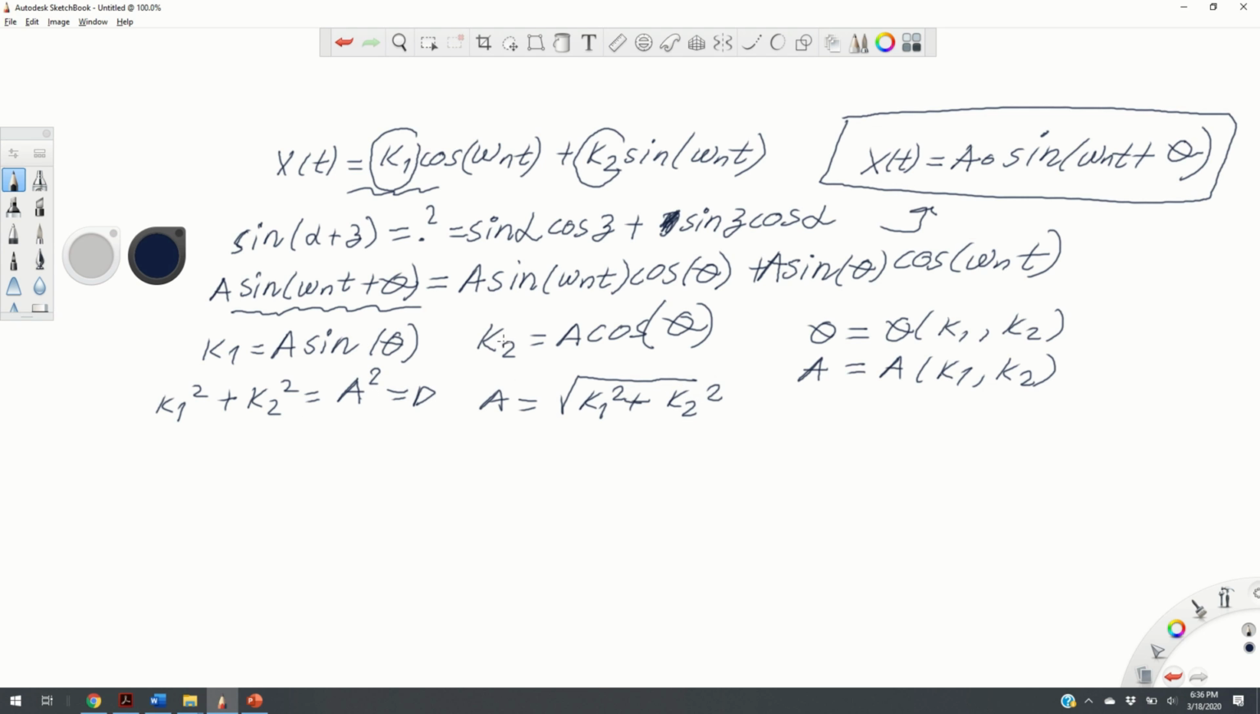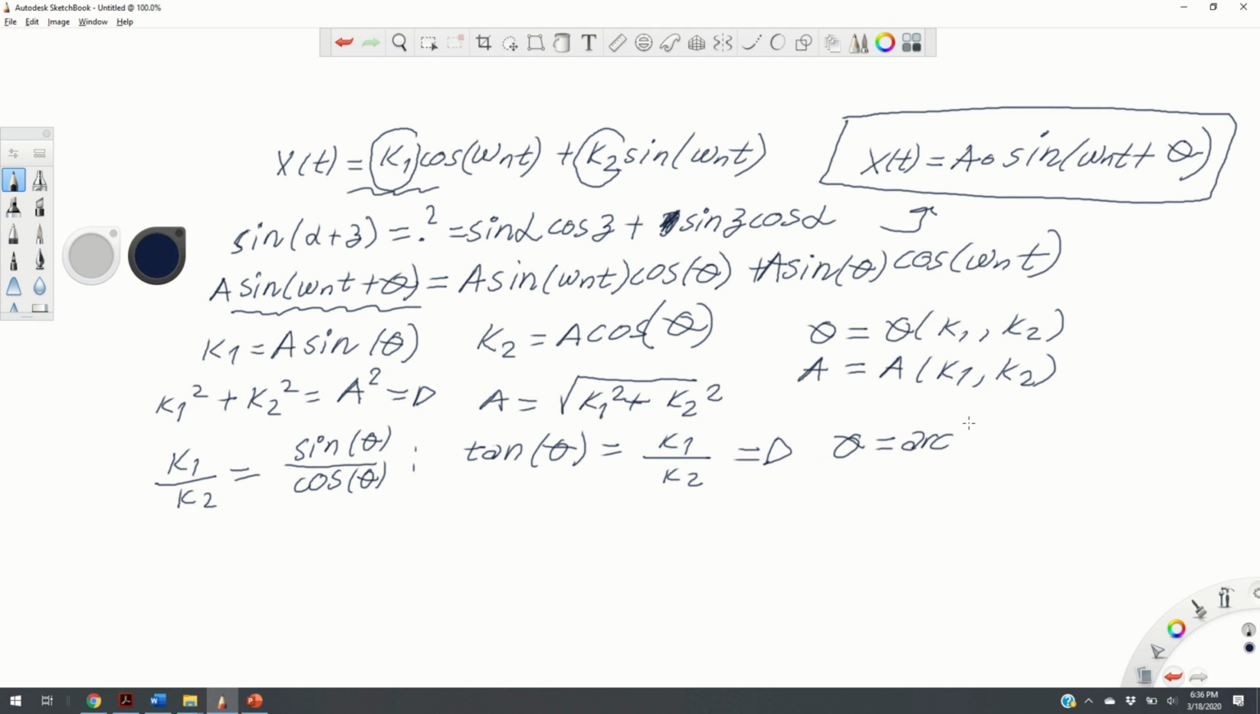Now, how to find theta? If we divide these two equations, we obtain K1 over K2 is equal to sine theta over cosine theta, or tangent theta is equal to K1 over K2. From here, we obtain that theta is equal to arctan of K1 over K2. And we were able to express A and theta in terms of K1 and K2.